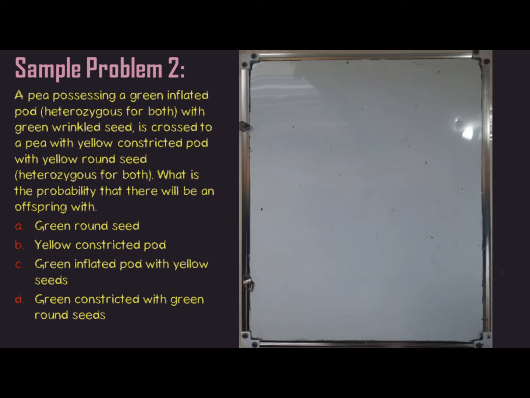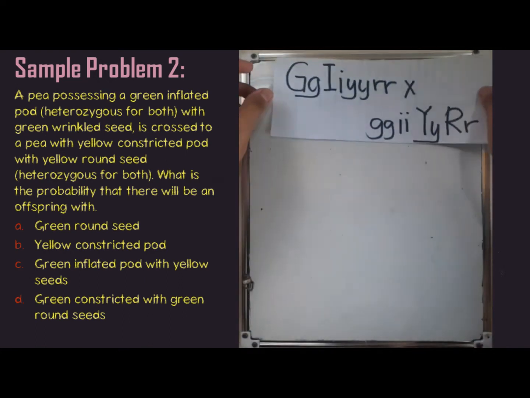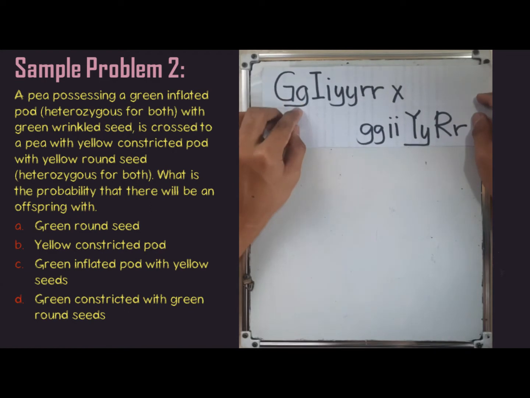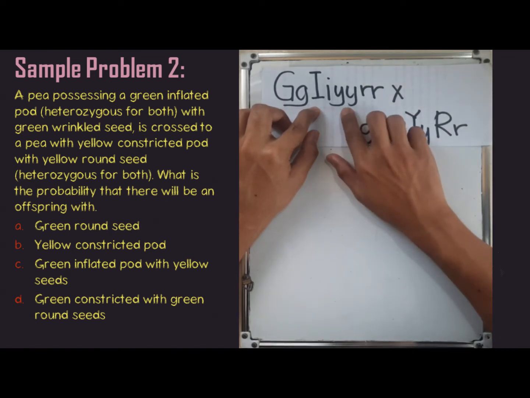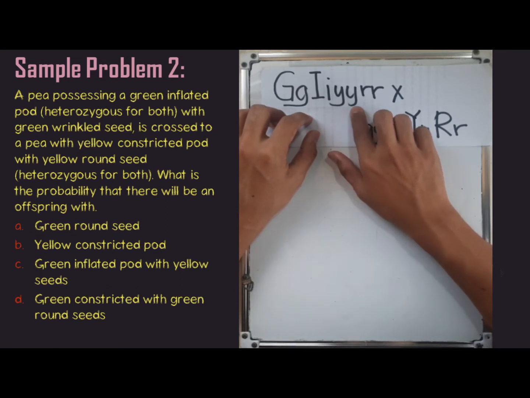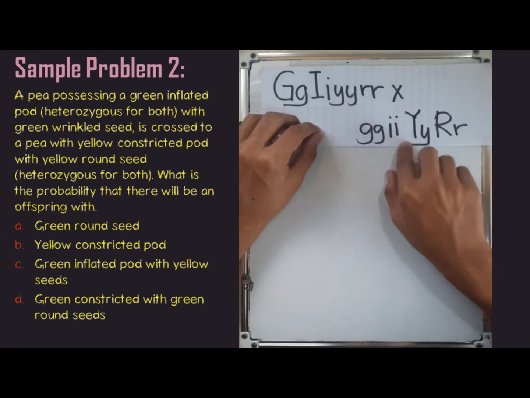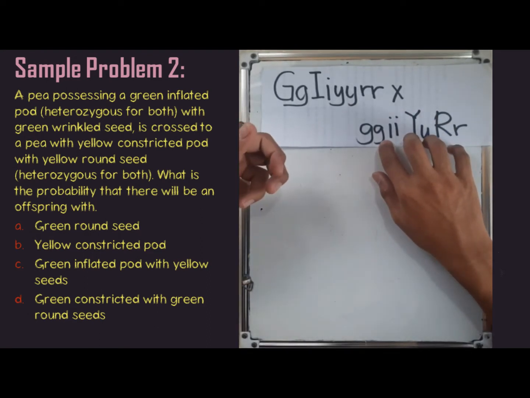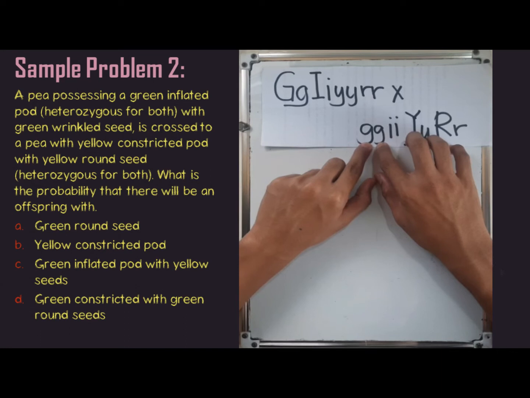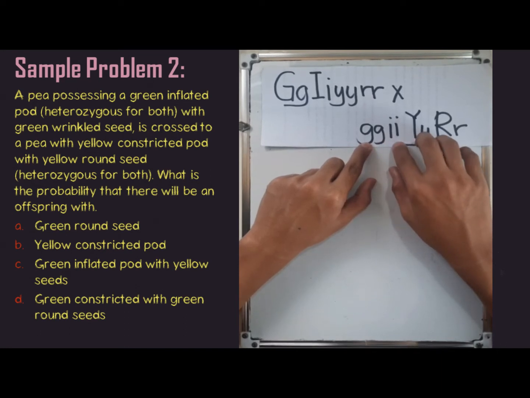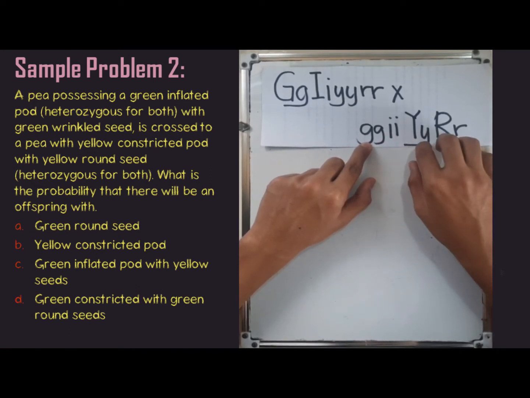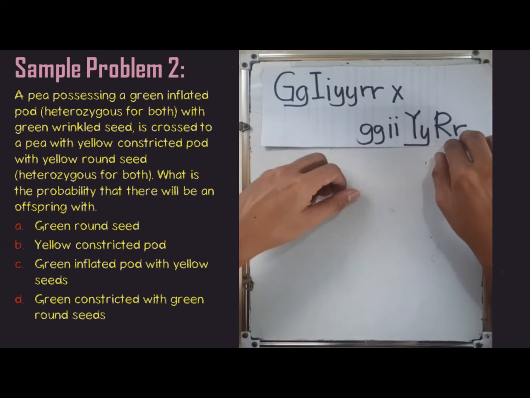Now, if we're going to consider the parental generation and their genotypes, we can write them as heterozygous dominant green pod and at the same time heterozygous inflated pod. Then, when it comes to the seed color of the first parent, we can determine here the presence of the green seed and wrinkled seed. Then, when it comes to the other parent, we have here the presence of yellow pod, constricted pod, yellow heterozygous seed, and round heterozygous seed.